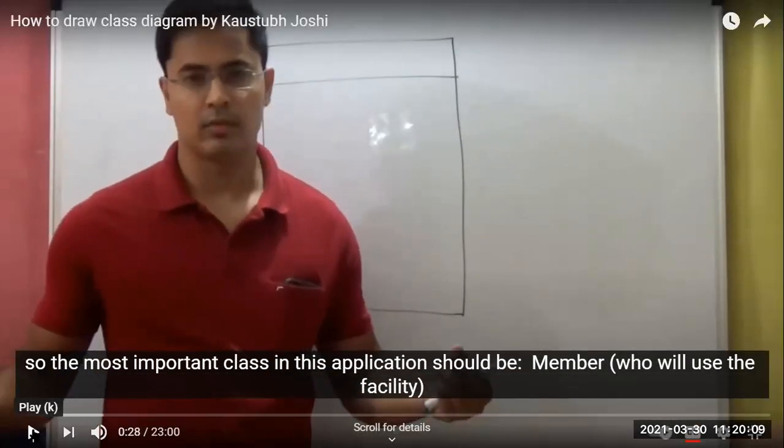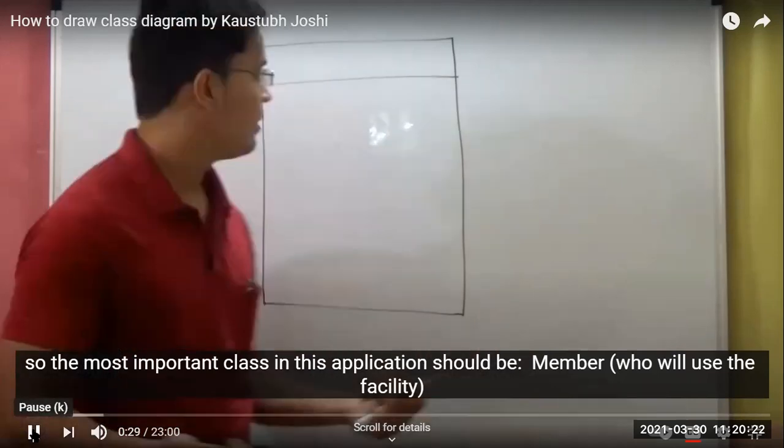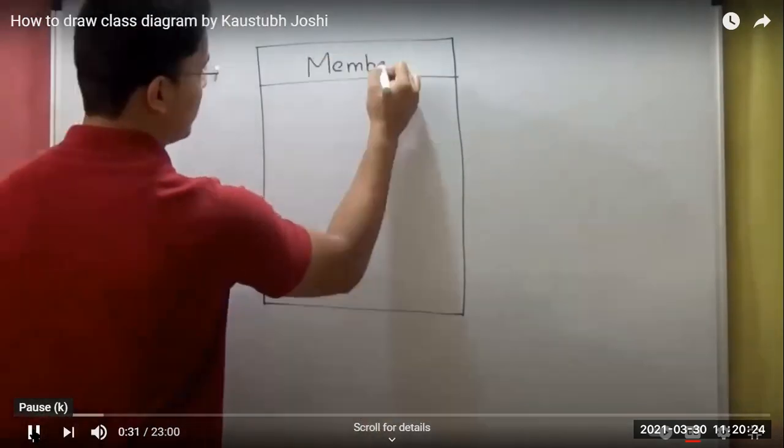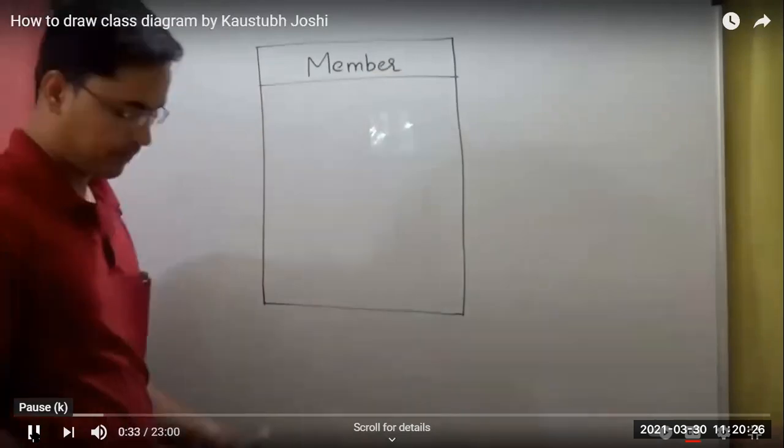Please have the correlation with respect to your project topic so that it will be helpful to you in the UML diagram of your project. It should be Member, right? So this is my class name, right?